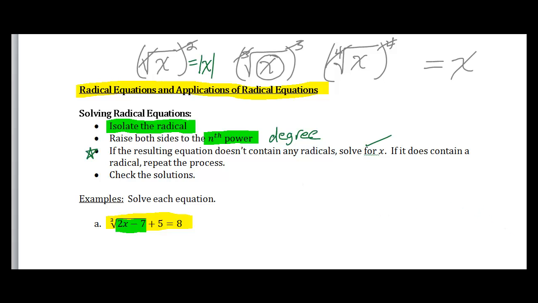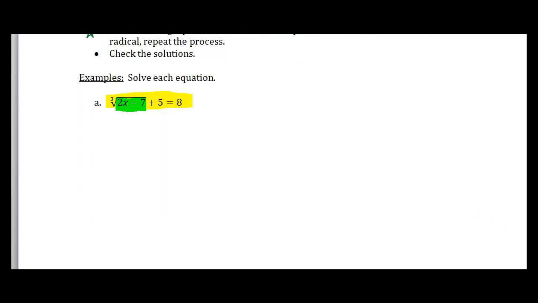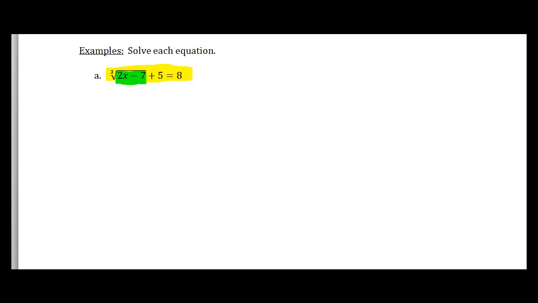All right, let's look at this first example here. The cube root of 2x minus 7. We're adding 5 on the outside of that, and then we're going to set that equal to 8. First up is to isolate the radical. Well, my radical is here. The only thing preventing it from being isolated is this plus 5 on the outside. So I'm going to subtract 5 from both sides. And when I subtract 5 from both sides, I'm going to be left with the cube root of 2x minus 7.